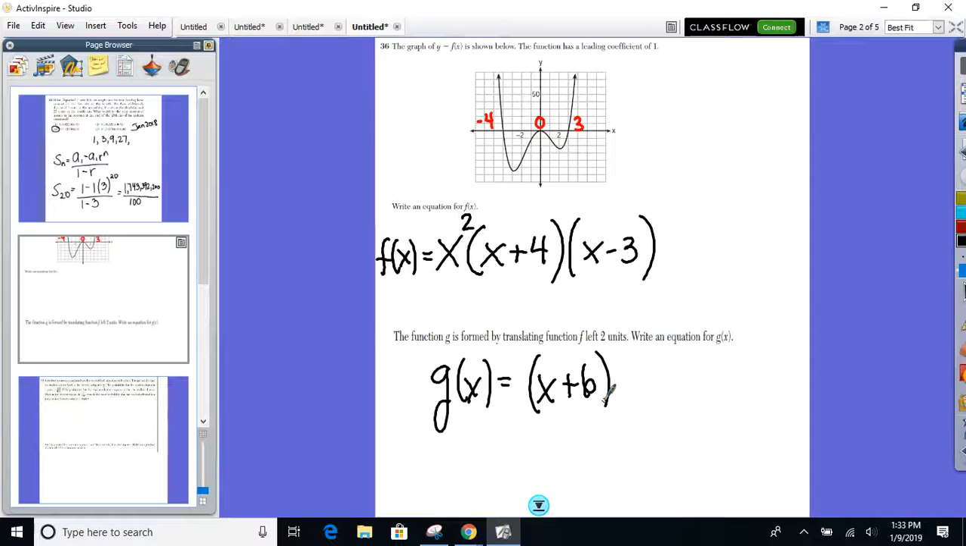Everyone see where I'm getting that from? Where's the 0 going to go? To -2, but it's still going to graze it. So what do I have to put with the x plus 2? All squared. And hold on, timeout.